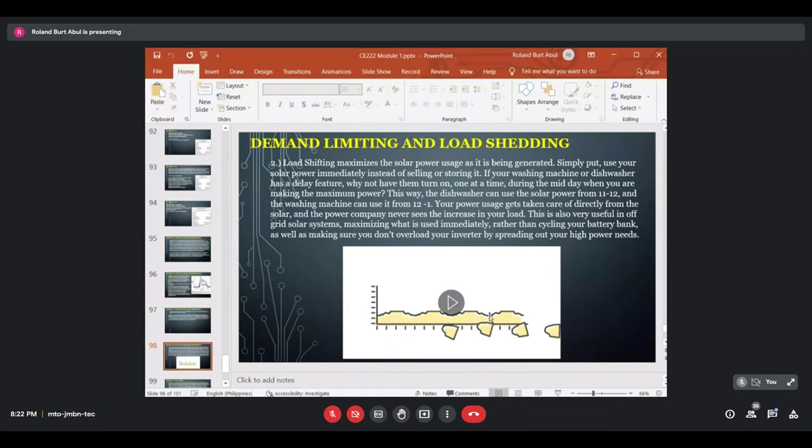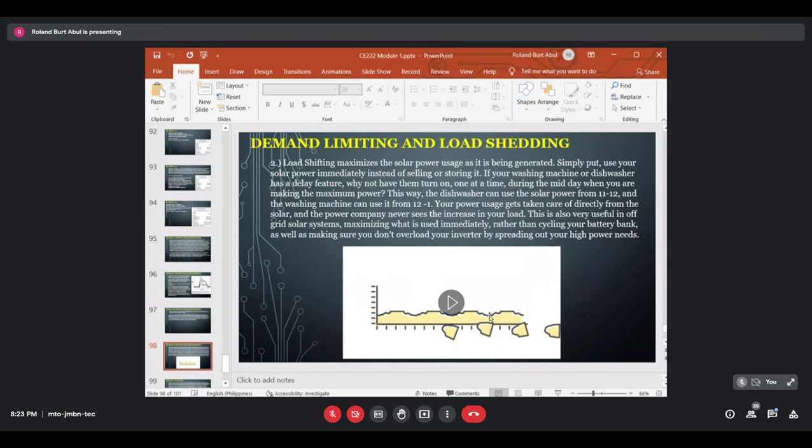Next example is load shifting, which maximizes the solar power usage as it is being generated. Simply put, use the solar power immediately instead of selling or storing it in the battery. So, for example, if you have a washing machine or dishwasher with a delay feature, you can turn on your dishwasher from 11 to 12 or the washing machine from 12 to 1. Your power usage gets taken care of directly from the solar and the power company never sees the increase in your load. So, it's like that.